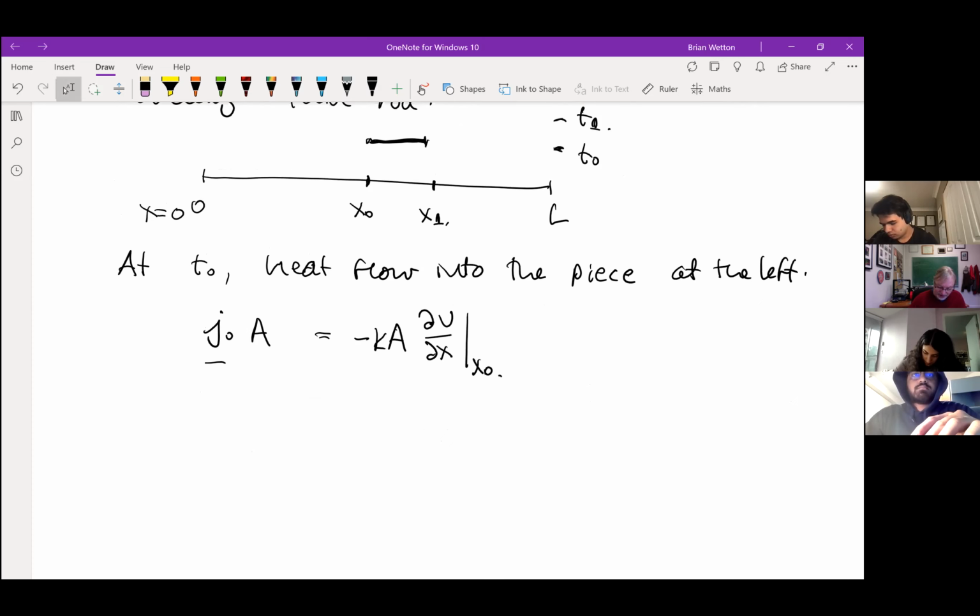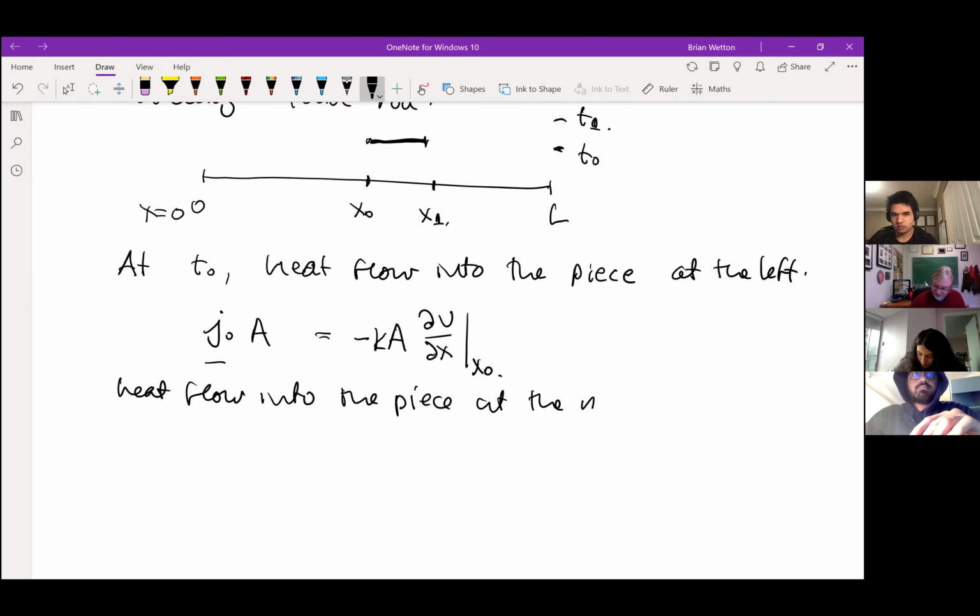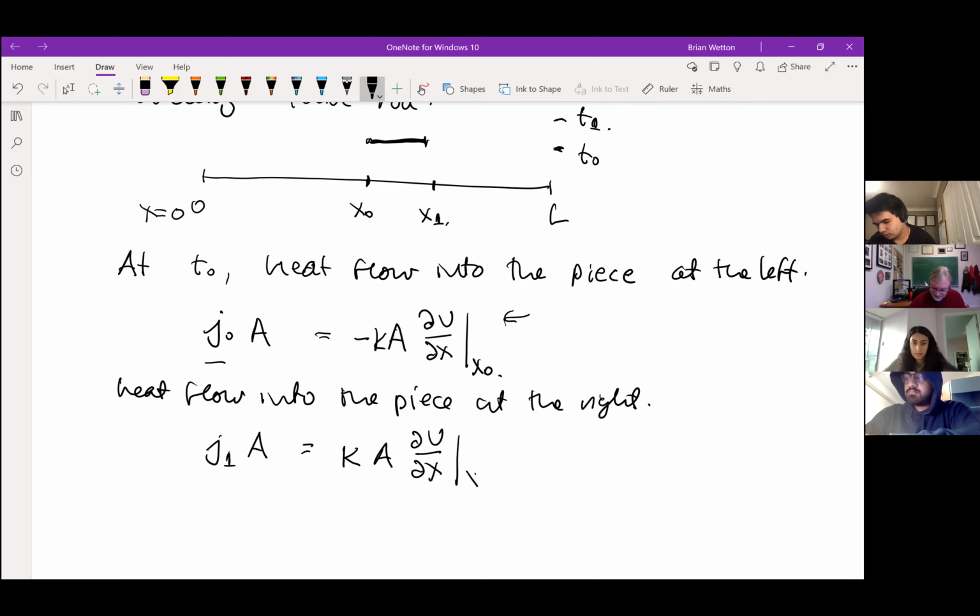And if I'm looking at the heat flow into the piece at the right, well, it's exactly the same kind of thing, except it has a sign change, because this is the heat flow from left to right that's coming in. But if I'm on the right-hand side, the heat flowing in has got to have the opposite sign. So this is K times A du dx at x1.